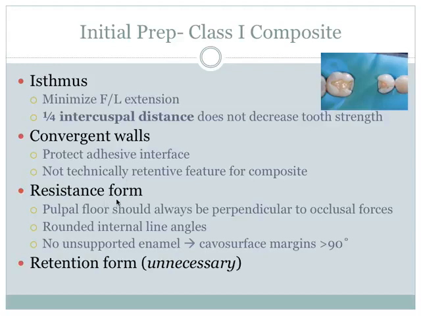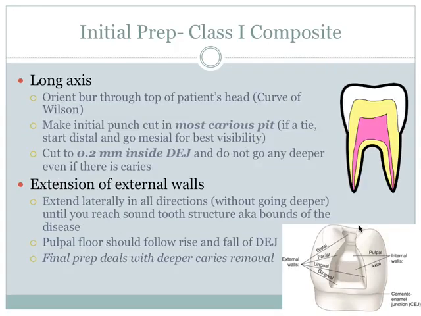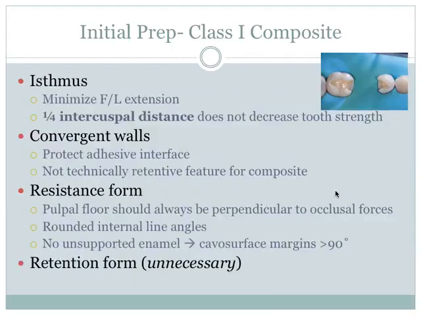Resistance form refers to the pulpal floor being perpendicular to occlusal forces. So, as in this image, you can see the pulpal floor isn't all jaggedy and super sloped. It's perpendicular to the biting forces from the opposing arch, and that's so that it can resist those biting forces as best as possible.